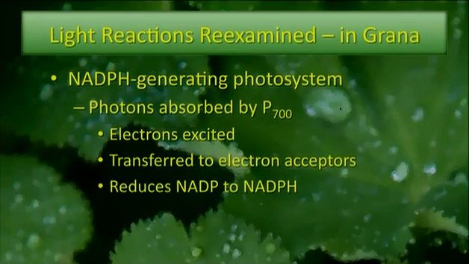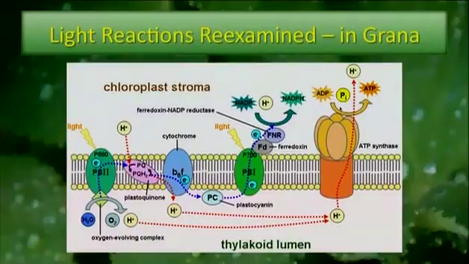So we have an overall movement of electrons from water to photosystem 2 to photosystem 1 to NADP. That's how electrons flow. Here, water gives up electrons, which go from photosystem 2 to photosystem 1 and end up reducing NADP.